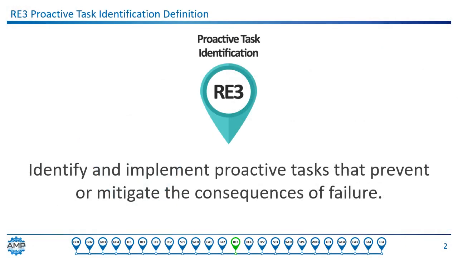Well, the definition of proactive task identification is pretty straightforward. It's just a matter of identifying and implementing proactive tasks that prevent or mitigate the consequences of failure, based on the failure modes that we identified for the assets of a certain priority.